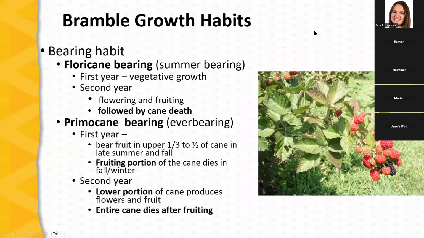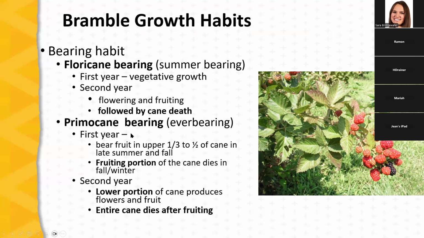So again, growth habits: the floricane is in its second year. Those are the ones that produce fruit in the second year of growth, the flowering and fruiting, and then they die. And those are the ones that you have to remove at the end of the season.